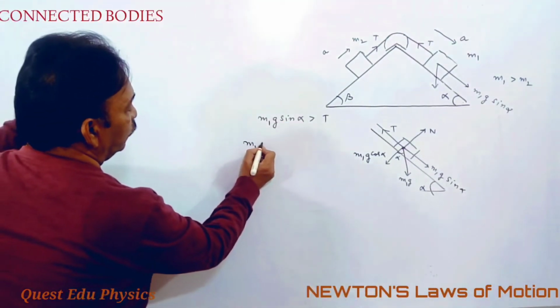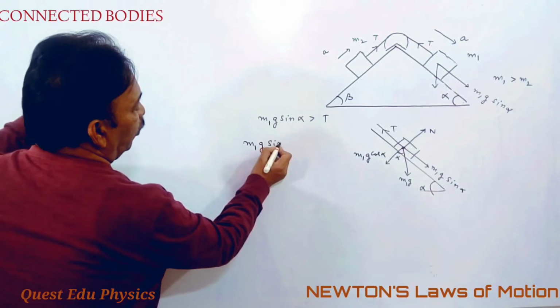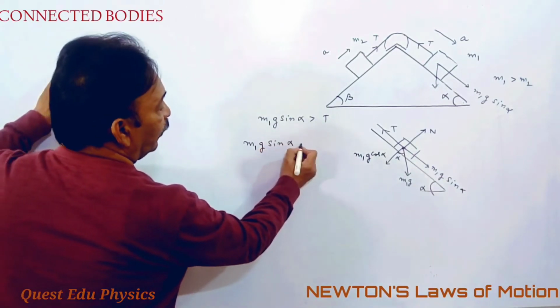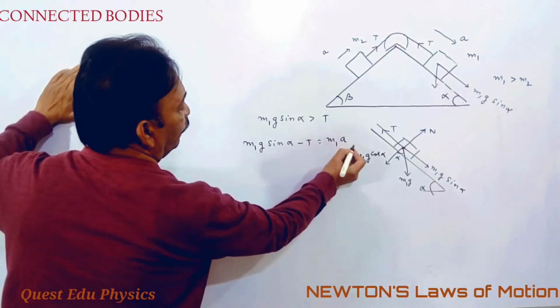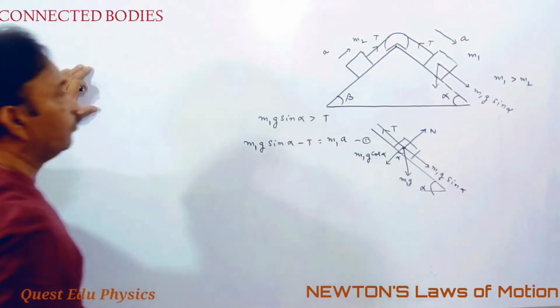The difference between the two provides the acceleration, that is M1 A. Let's say it is equation 1.